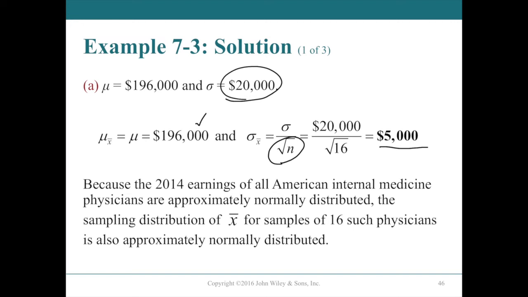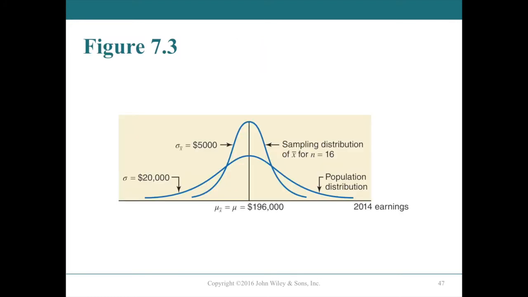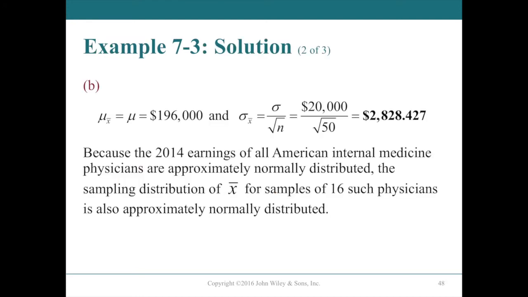So we have 16 physicians in a sample, and it's approximately normally distributed, although with a tighter standard deviation. And here's the picture that compares the two. From the population distribution, sigma was 20,000. If we're going to do a sampling distribution for N equals 16 and find all those X bars, it's still normal, but the sigma has changed to 5,000, a little bit tighter each time.